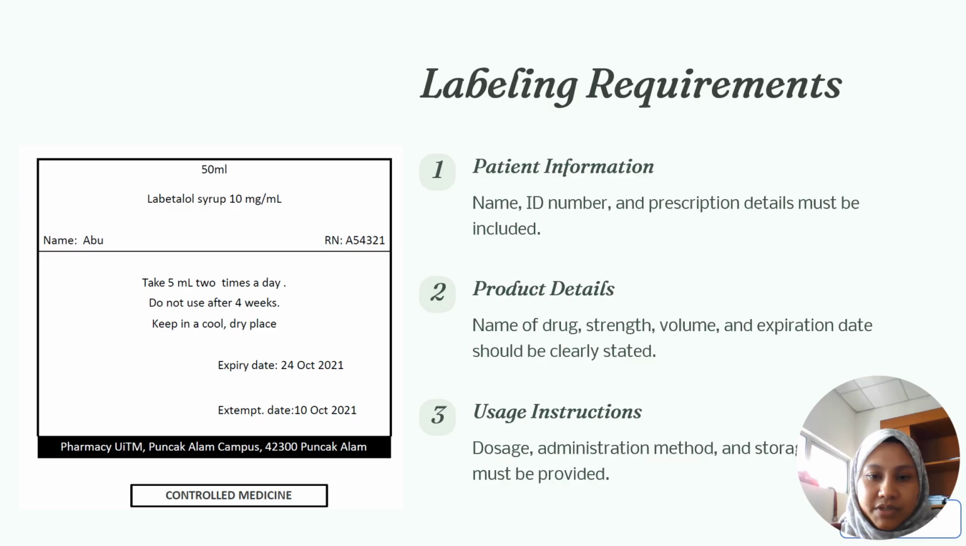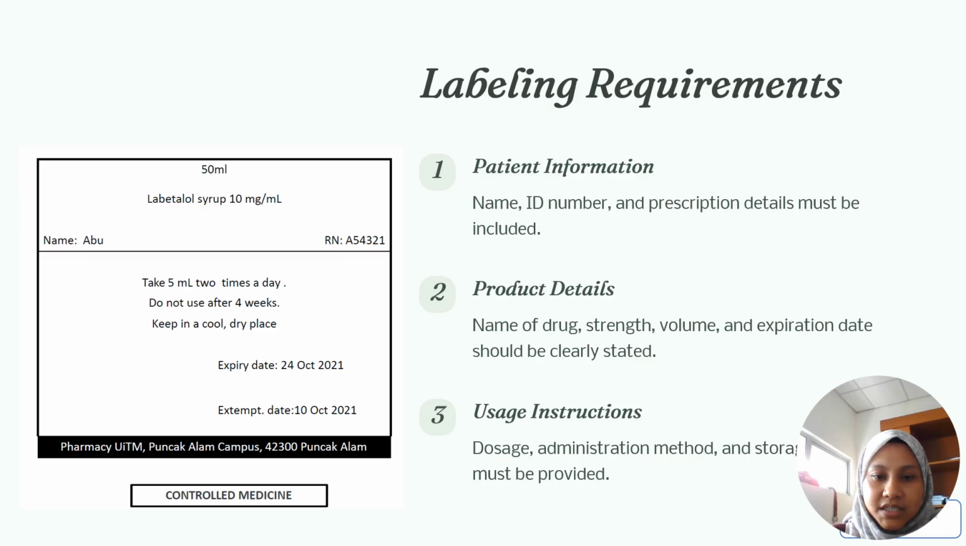So this is the labeling requirement for compounded products. Essentially, we need to have patient information. Okay, this is the example of the bottle. So for internal label, okay, we put outside of the bottle after we finish compounding, and this is the example of the label. So for internal label, it has to be in black in color, but for external label, it has to be in red color. All right.